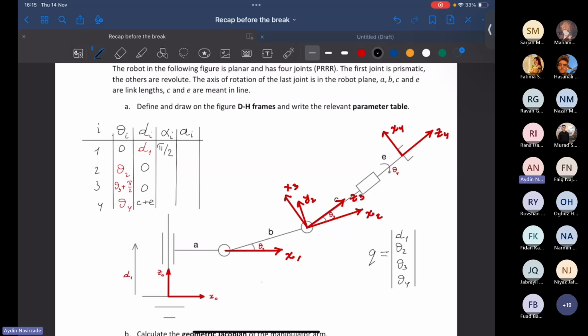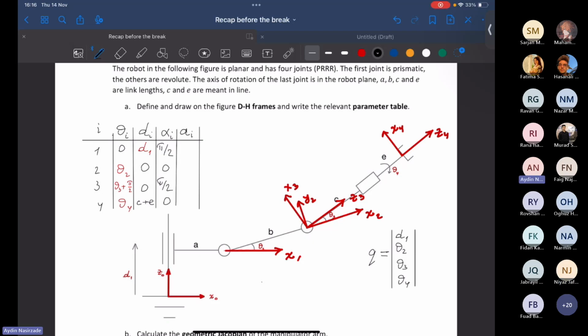Okay, what is alpha 2? 0, because they're always parallel to each other. Z1 and Z2 are parallel. Alpha 3? 90, pi over 2. Around x3, how much do I have to rotate Z2 to make it aligned with Z3? Exactly. Positive pi over 2. And the last one, alpha 4? Around x4, 0. There is no need for any rotation to make Z3 and Z4 aligned.